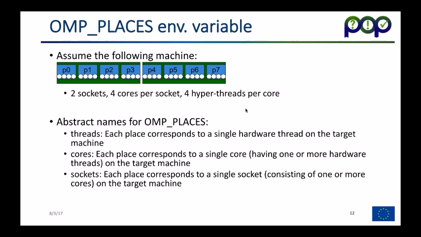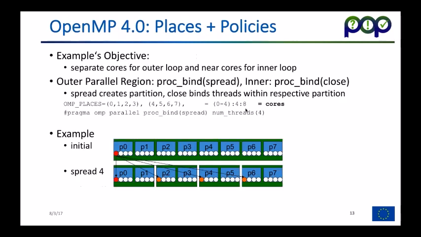If you would say OMP_PLACES equals cores, you would end up with 8 places, 1 place representing every individual hardware core in the system. And if you would set it to sockets, you could direct the threads to one or the other socket because the program would consist of just the 2 places, one per socket.